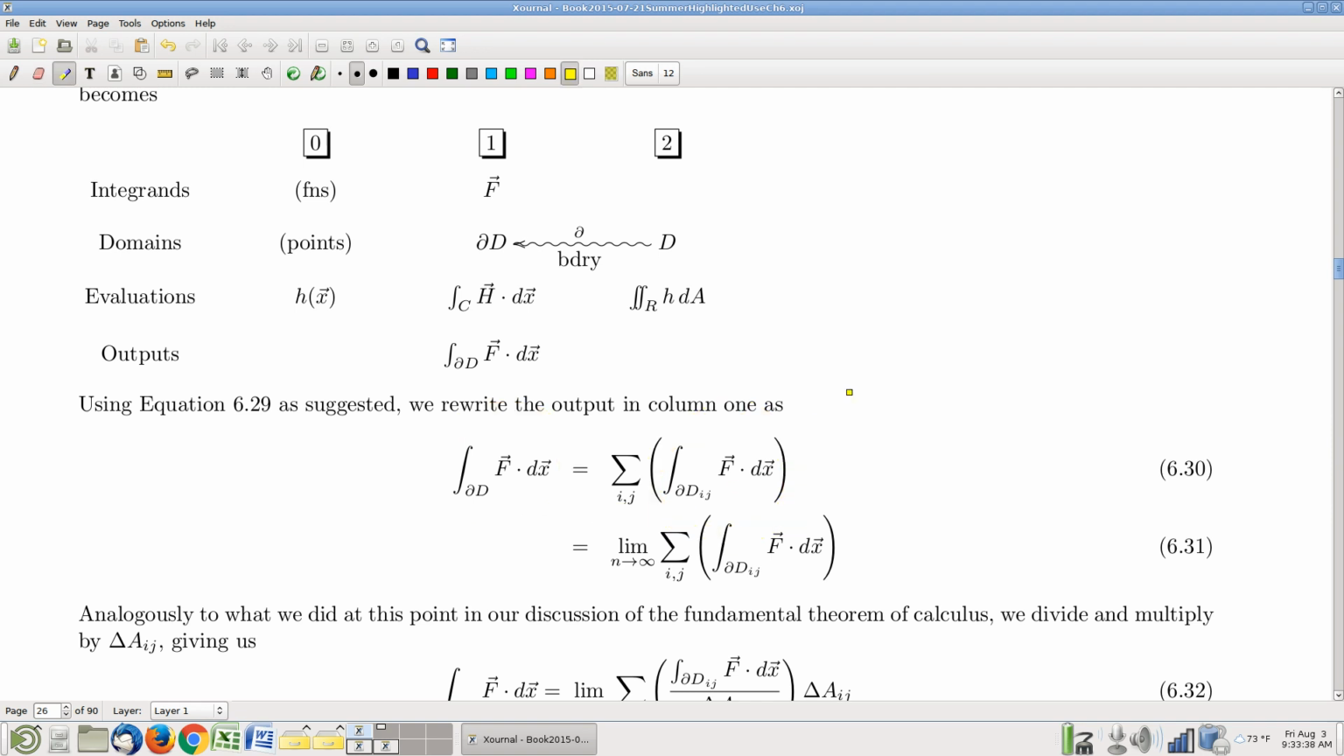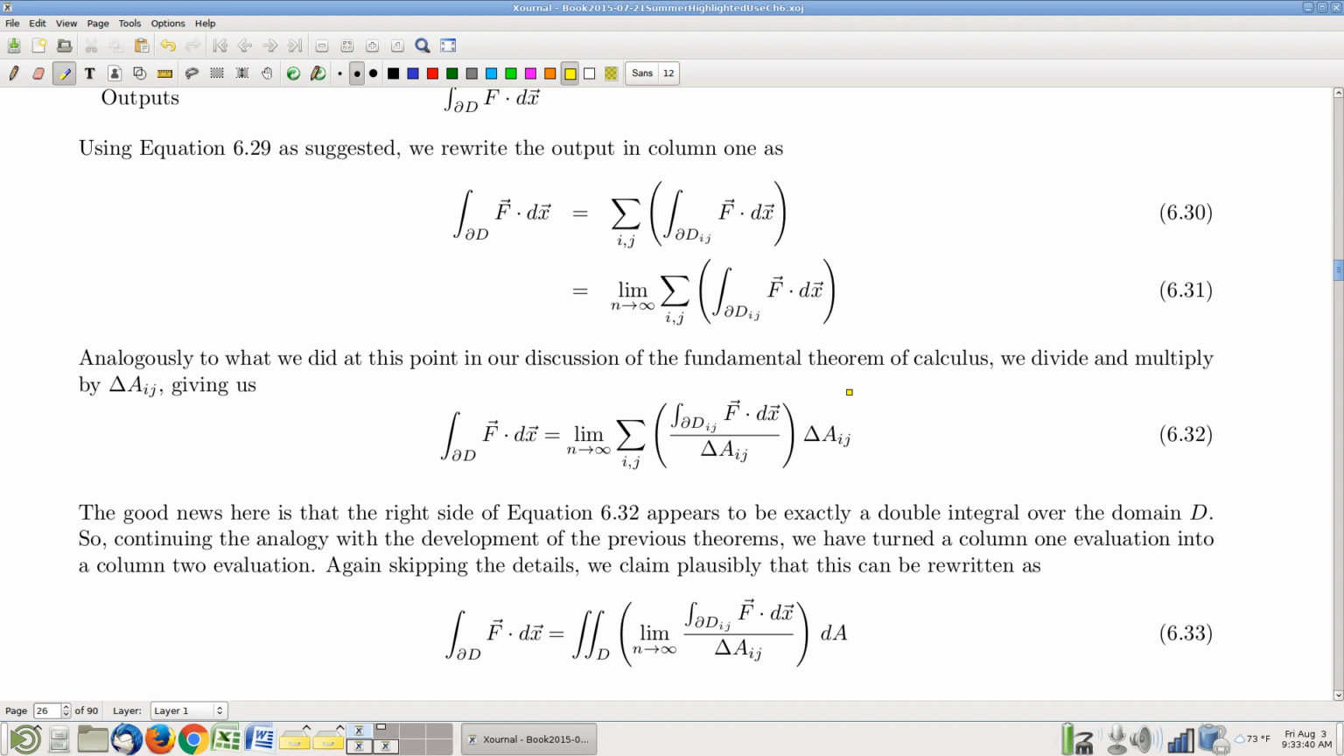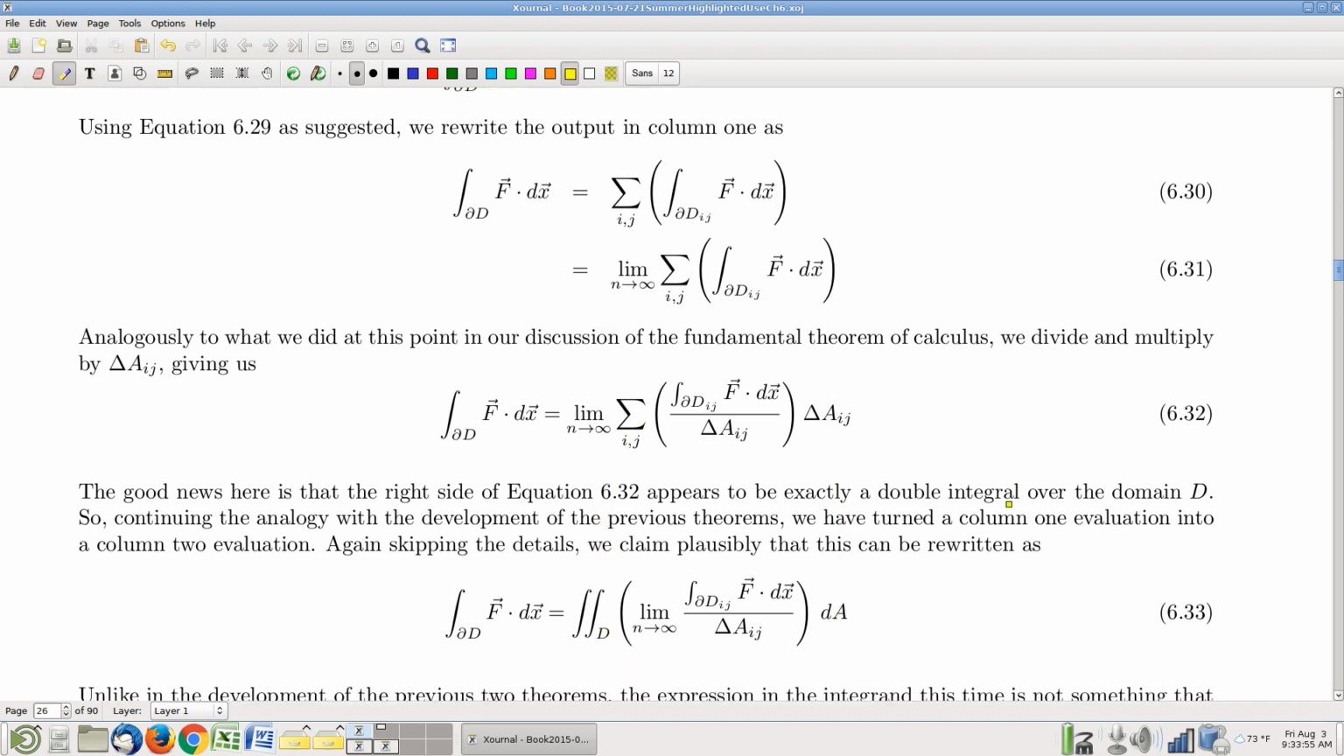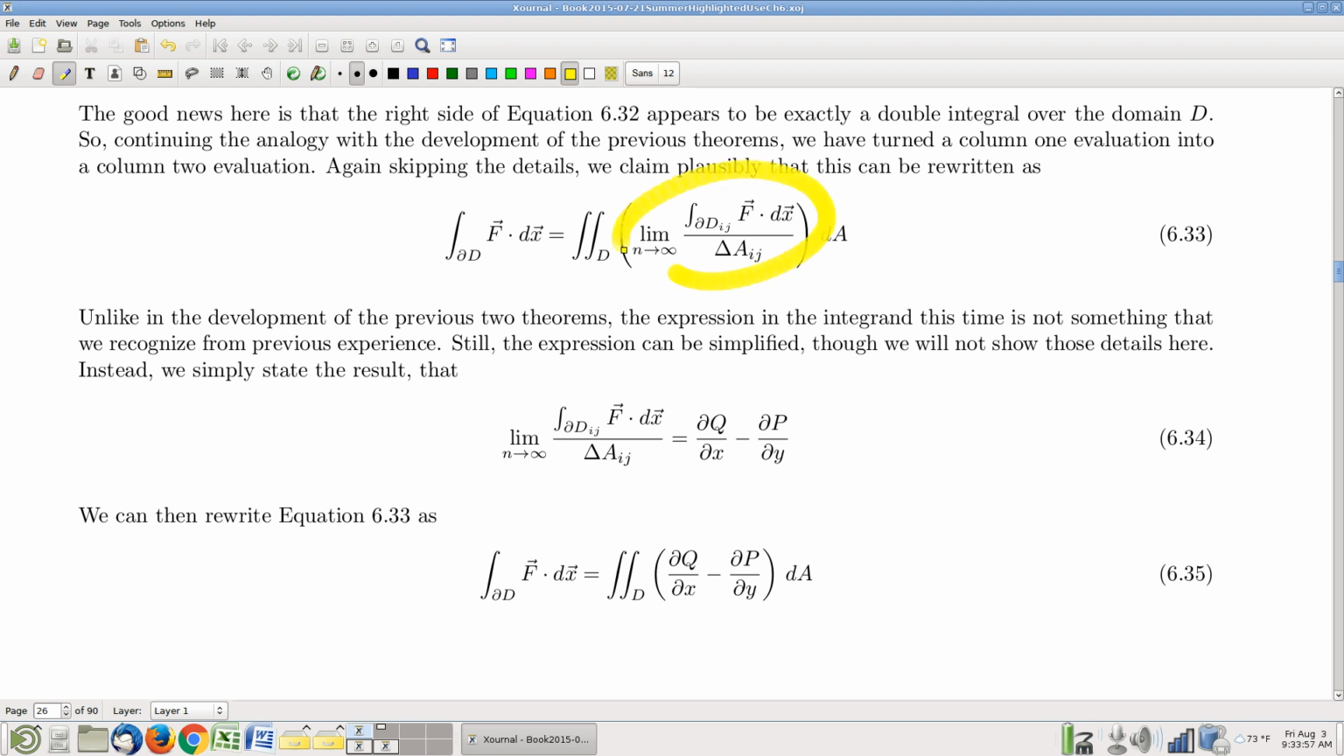This is the thing that gets us started, and then you argue that the limits are free. You can divide and multiply by area for free. This is starting to look a lot like a double integral, right? The left and the right. The question is, what is this integrand? And sure, we don't recognize it. Okay, so what? We didn't get that lucky. But even though we can't recognize it immediately, it is something that can be computed.